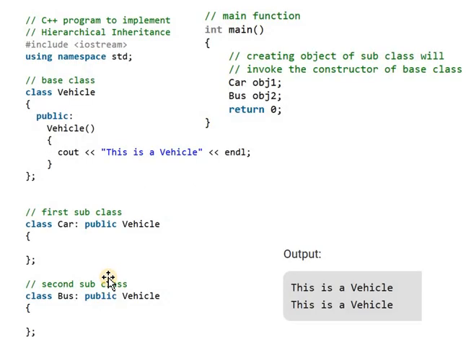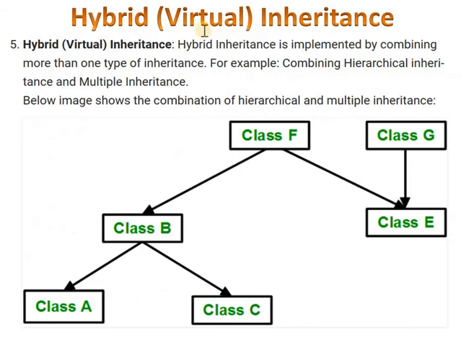The last type of inheritance is hybrid inheritance, or virtual inheritance. Hybrid inheritance is implemented by combining more than one type of inheritance. In this example, there is a combination of hierarchical inheritance and multiple inheritance. So, this is an example of hybrid inheritance. These are the 5 types of inheritance present in the C++ language. Okay, thank you.